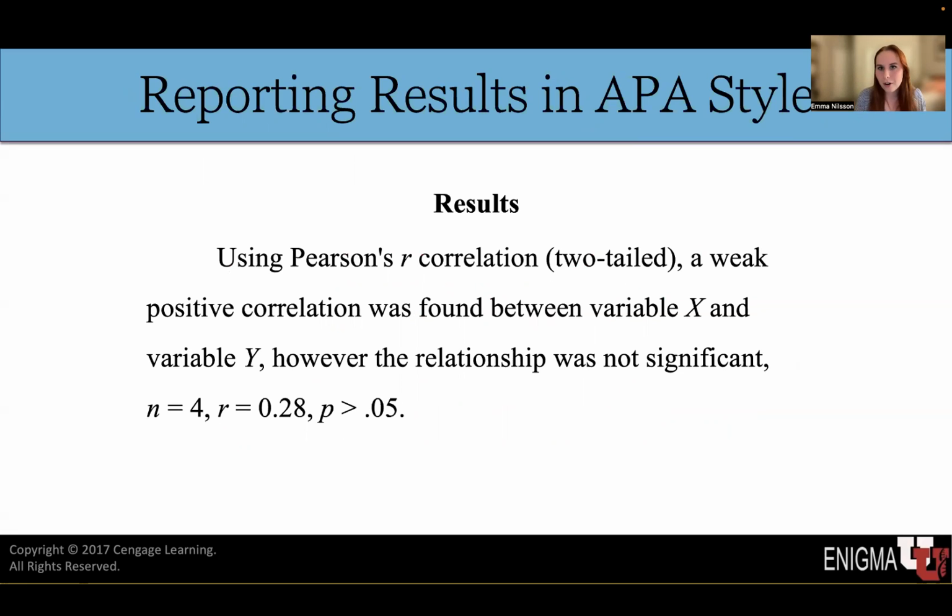Anyways, here's how we report our results in APA style. In our results section, we say using a Pearson's R correlation, two-tailed, a weak positive correlation, we say what the correlation was found between variable X and variable Y, and you would actually write the variables down in there. You wouldn't just use the letters. However, the relationship was not significant. And then we give our sample size, what our Pearson's R value was, and then we say what our alpha level was essentially, and that our P was not less than that value.